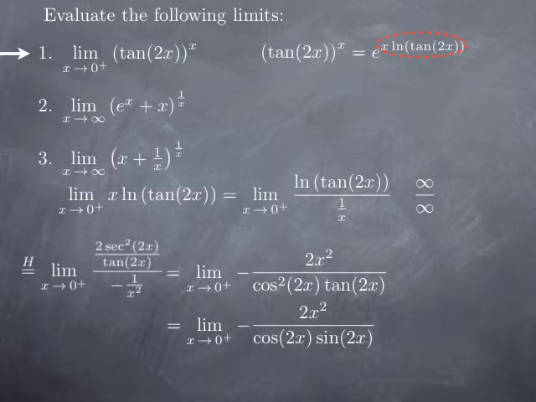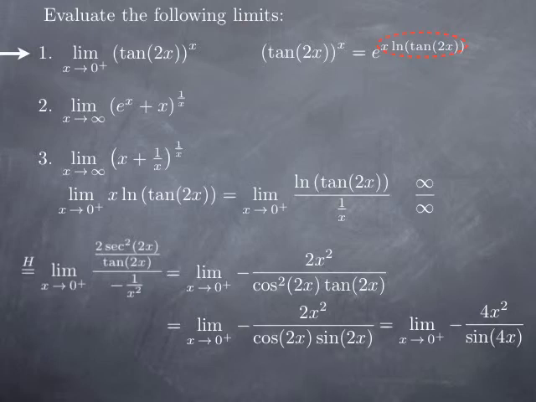Now remember that 2 cosine x sine x is sine of 2x, the double angle formula for sines. So in this case, cosine 2x sine 2x is 1/2 of sine of twice the angle, in other words, 1/2 sine 4x. So if I have 1/2 at the bottom, it's like multiplying by 2 at the top. And therefore I get 2 times 2x squared, that's 4x squared at the top, and sine 4x at the bottom. All this to say, our limit is the same as the limit at 0 from the right of negative 4x squared over sine of 4x.